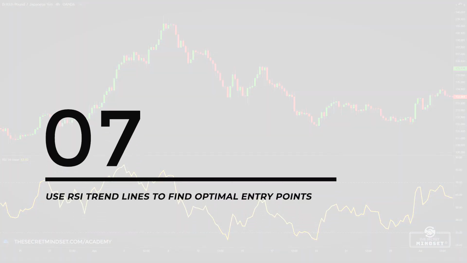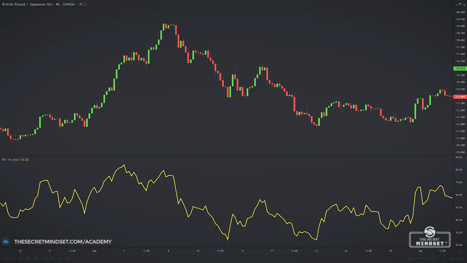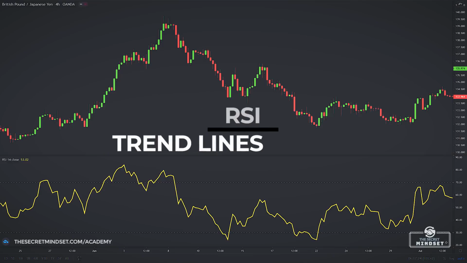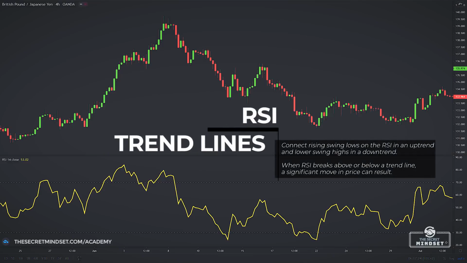Number 7. Use RSI trend lines to find optimal entry points. An overlooked method of using RSI is the use of trend lines directly on the oscillator itself, in much the same way they are used on the price chart. By connecting rising swing lows on the RSI in an uptrend or lower swing highs in a downtrend, you can find trading opportunities. Because RSI measures the surge in closing prices, when RSI changes direction and either breaks above or below a trend line, a significant move in price can result.